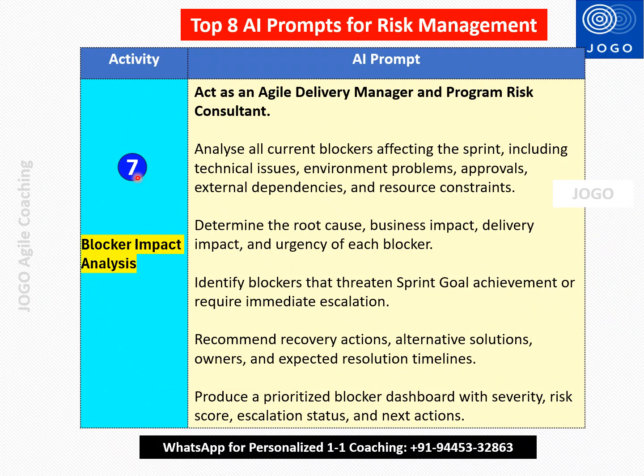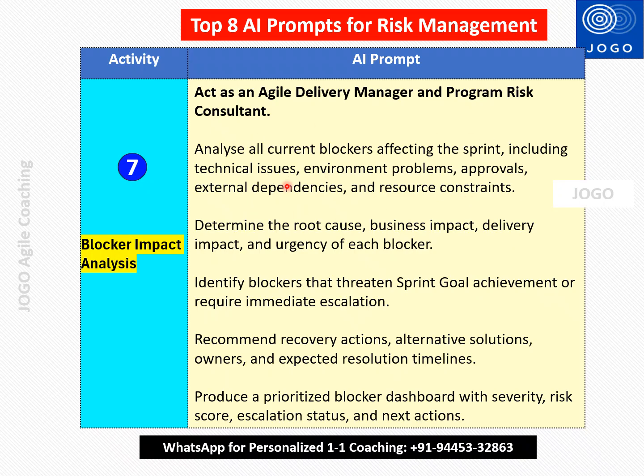The seventh prompt that can be used for risk management is blocker impact analysis. If you are identifying any blocker issues or risks, the impact can be analyzed and the recommendation will be given by the AI. For this prompt, we will put the persona as: act as an agile delivery manager and a program risk consultant. Analyze all current blockers affecting the sprint, including technical issues, environment problems, approvals, external dependencies, and resource constraints. So we will input all this information in the tools or in Excel.